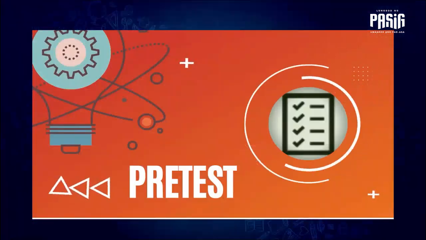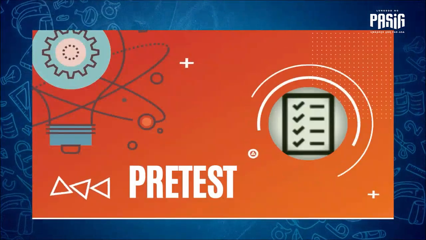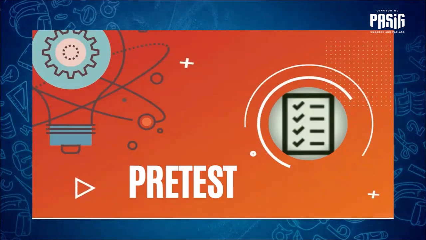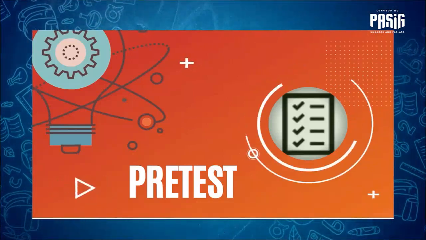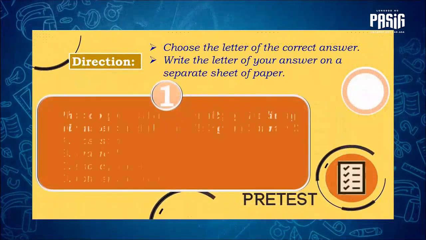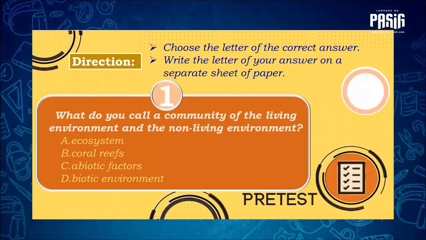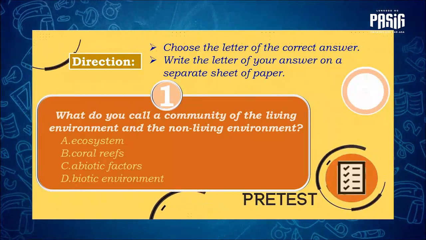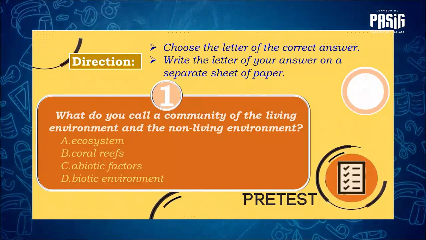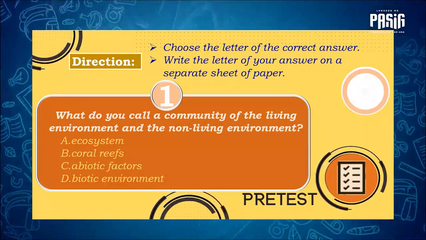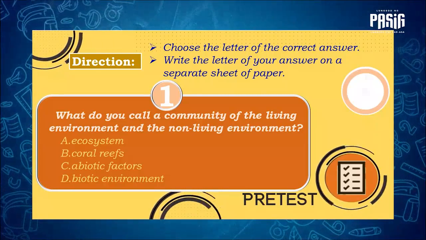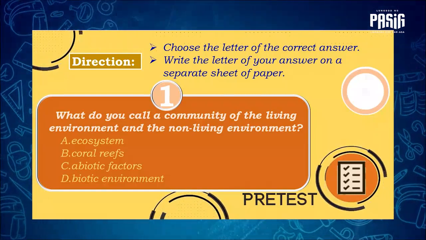But before we proceed to our lesson, let me ask you 5 questions. You will only choose the letter of the correct answer. Write the letter of your answer on a separate sheet of paper. Question number 1. What do you call a community of the living environment and the non-living environment? A. Ecosystem. B. Coral reefs. C. Abiotic factors. Letter D. Biotic environment.